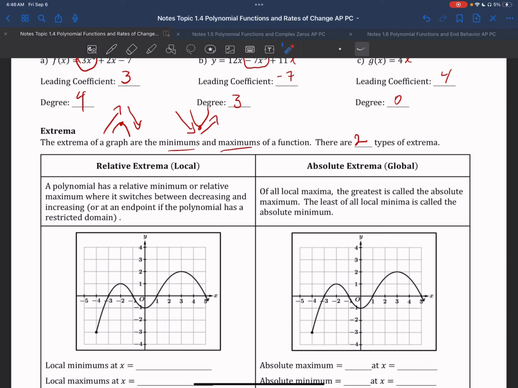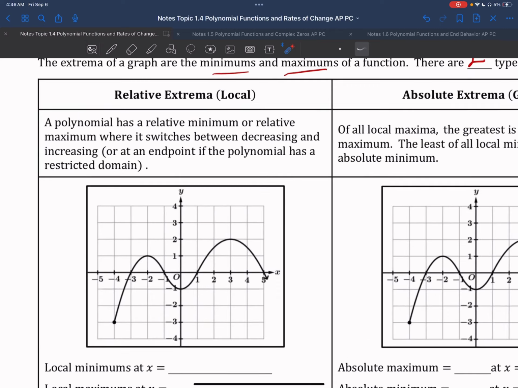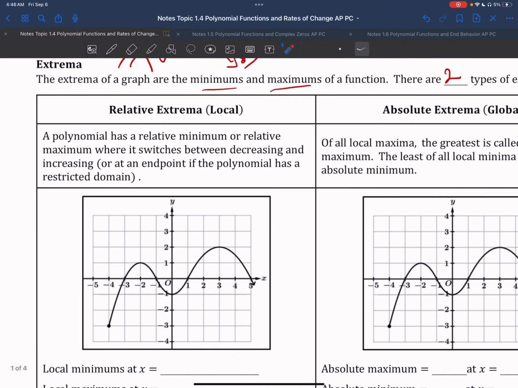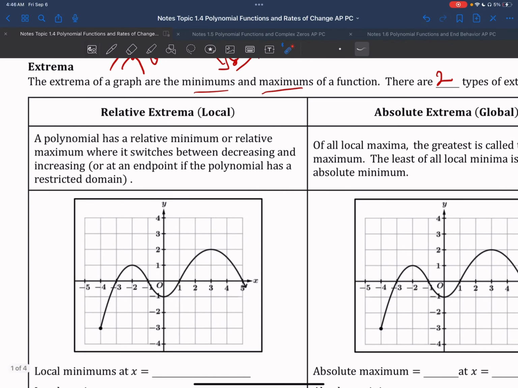You can think about what it means for the word local, like your local library, your local park. To me, I relate that to the area. So when I combine that with relative maximum or relative minimum, it's going to be the highest point around the area.